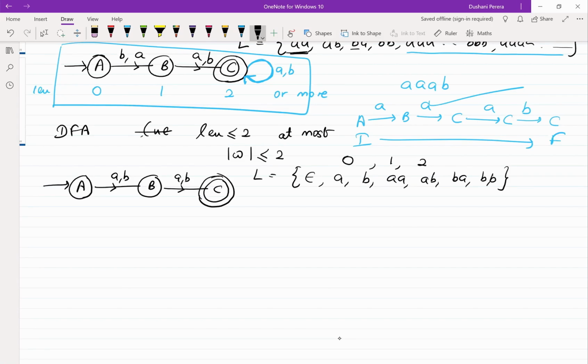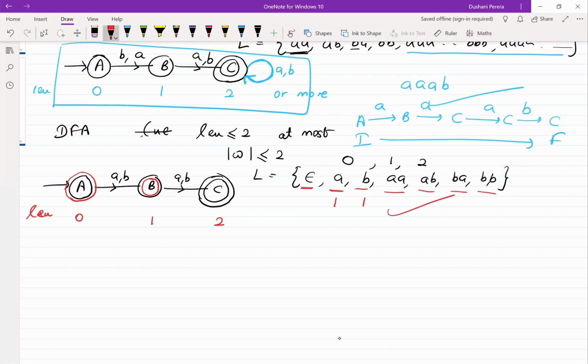Okay, now there's a thing here. Since I want epsilon to be accepted, what should I do? I should make my initial state a final state. Then I want A and B to be accepted. A alone or B alone, even if they come, they should be accepted. Looking at the lengths of strings, these are 0 length strings, 1 length, 2. The length here is 1. They should be accepted. Therefore this should be a final state as well. C is anyway final. So these are accepted. Okay, now the accepting ones are done.